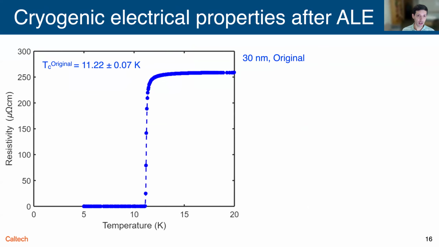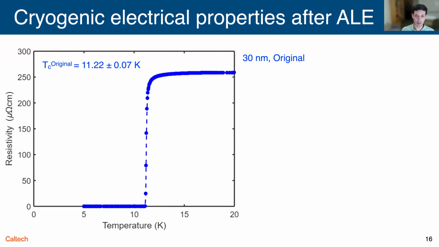Okay, there's lots of characterization that can be done, which, if you're interested, is in the paper. I'm just going to finish this part by reporting the electrical characteristics of these films. One nice thing about niobium nitride and other superconducting films is that the superconducting transition temperature is very sensitive to the material quality. So we measured that for niobium nitride. This is a plot of resistivity versus temperature. The original film was 30 nanometers, and it had a transition temperature of 11.22 Kelvin.